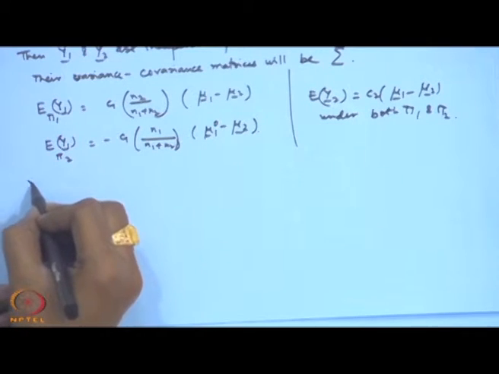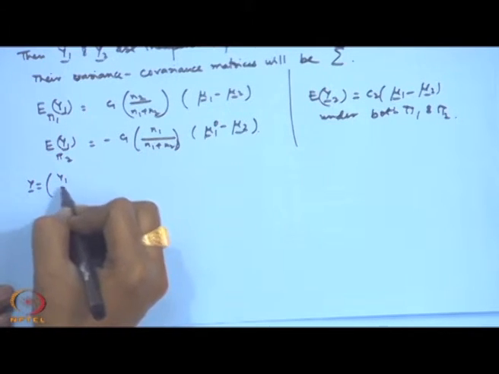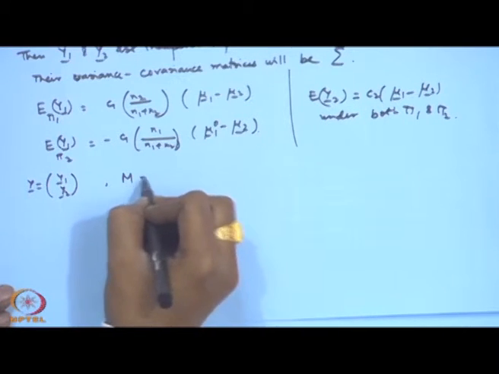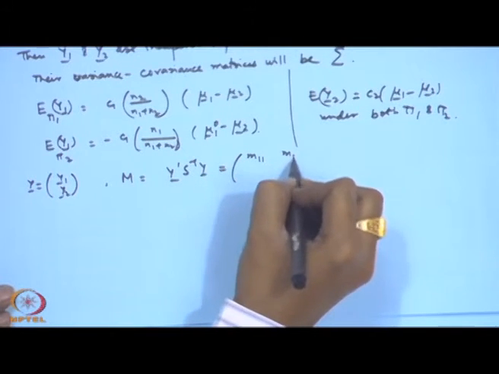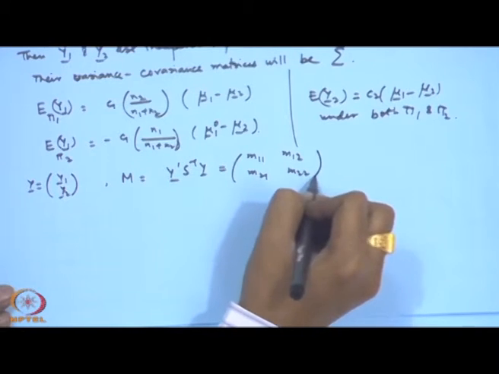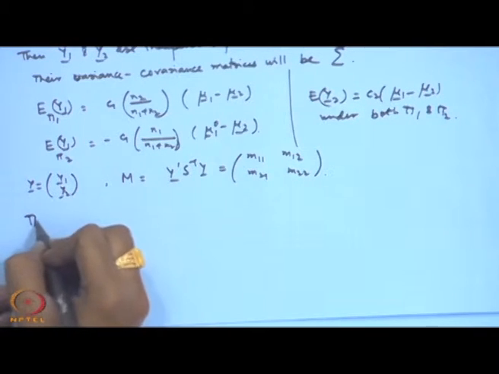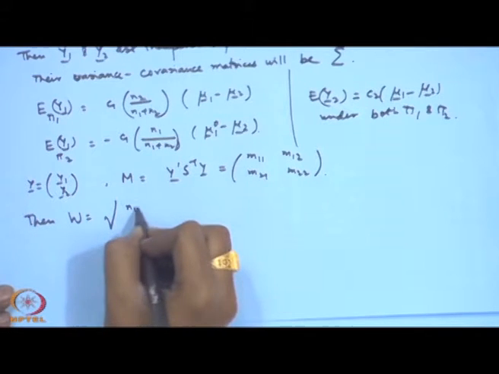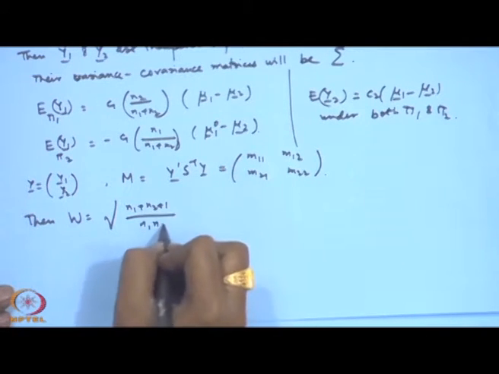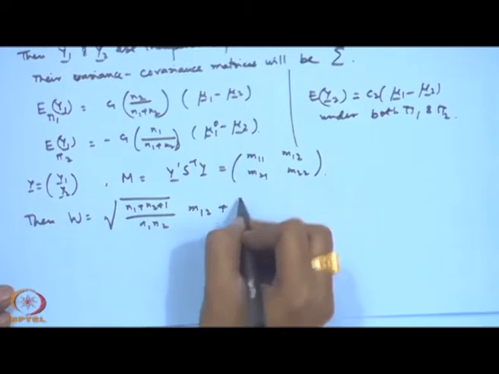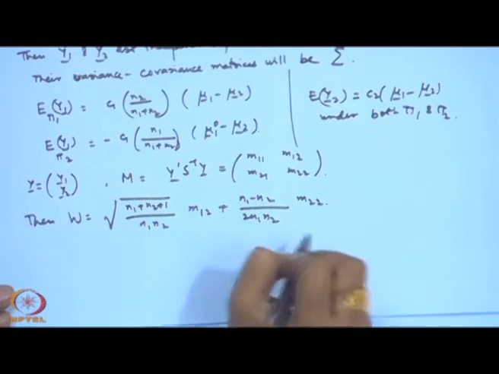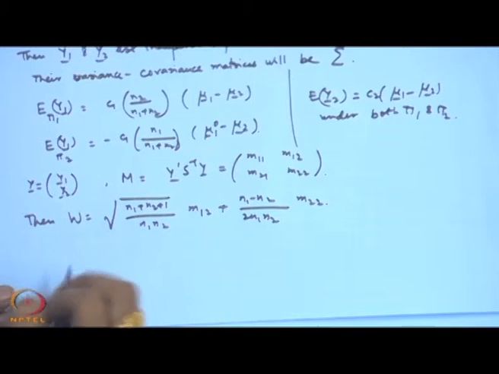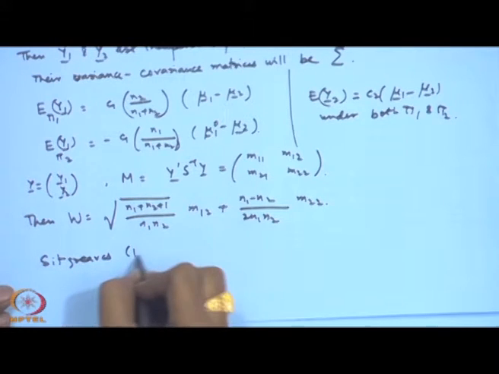Let us define say y equal to (y 1, y 2) and M equal to y prime S inverse y, that is M 1 1, M 1 2, M 2 1, M 2 2. Then W can be written as square root of (n 1 plus n 2 plus 1) by n 1 n 2 times M 1 2 plus (n 1 minus n 2) by (2 n 1 n 2) times M 2 2. So, the density of M has been studied by Sedgwick in 1952.